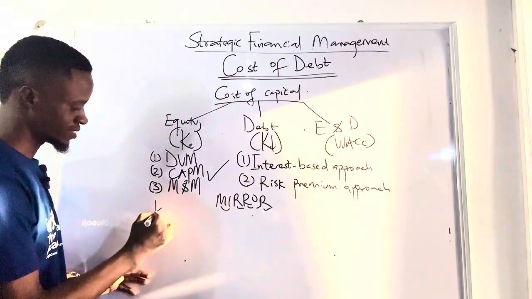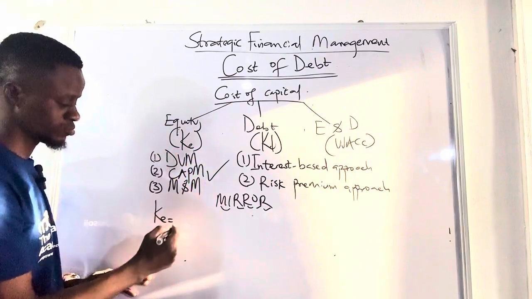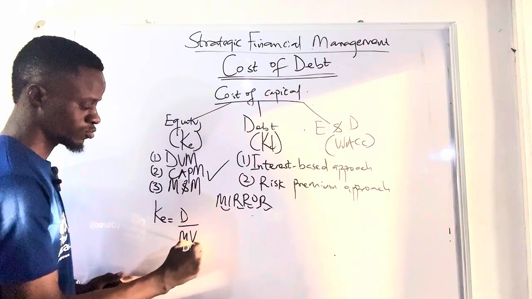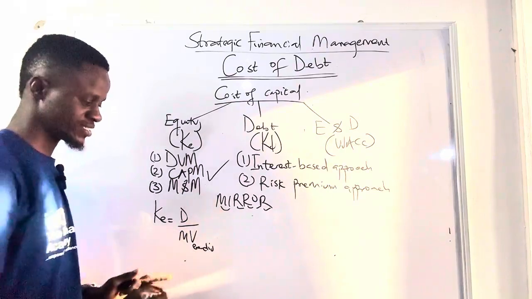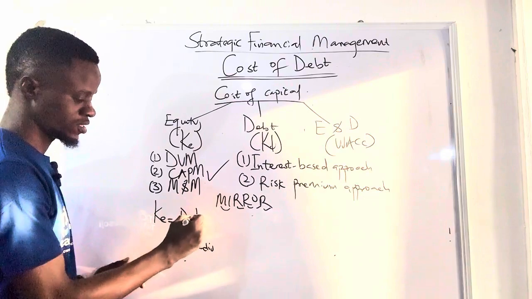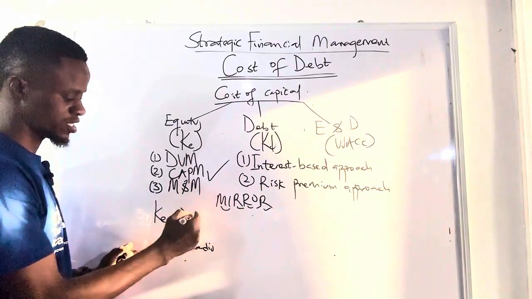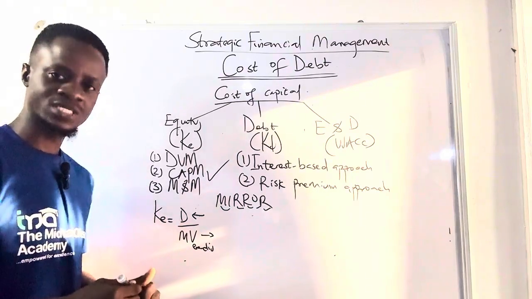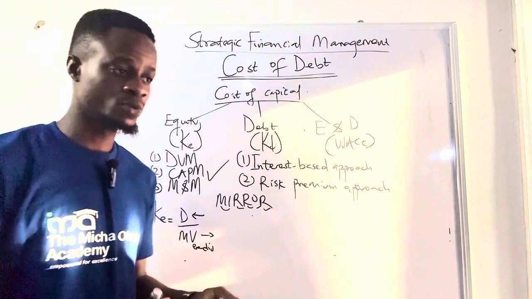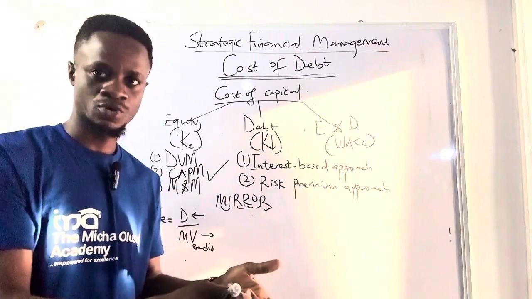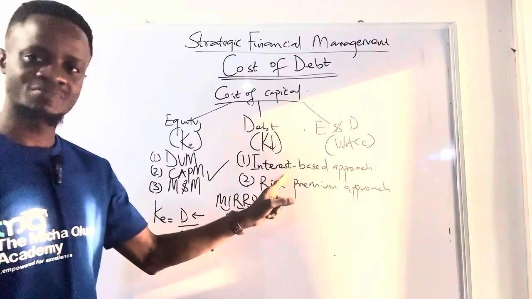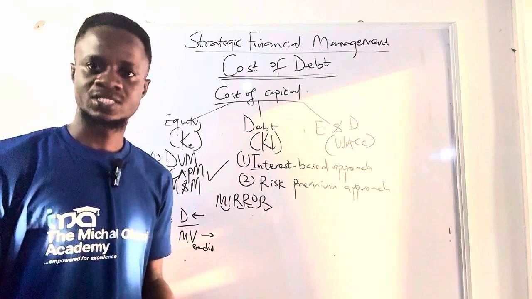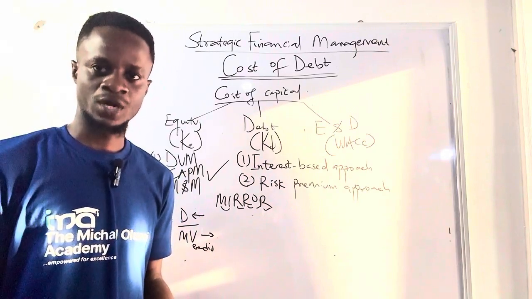And we said that KE, using the dividend valuation method, for example, is dividend over market value, right? Yes, dividend is an inflow. It came in. And market value is an outflow, the amount that is being paid, or the amount maybe you invested. So it's similar to this interest based approach. Interest is an inflow to the debt holder. Are you with me now?